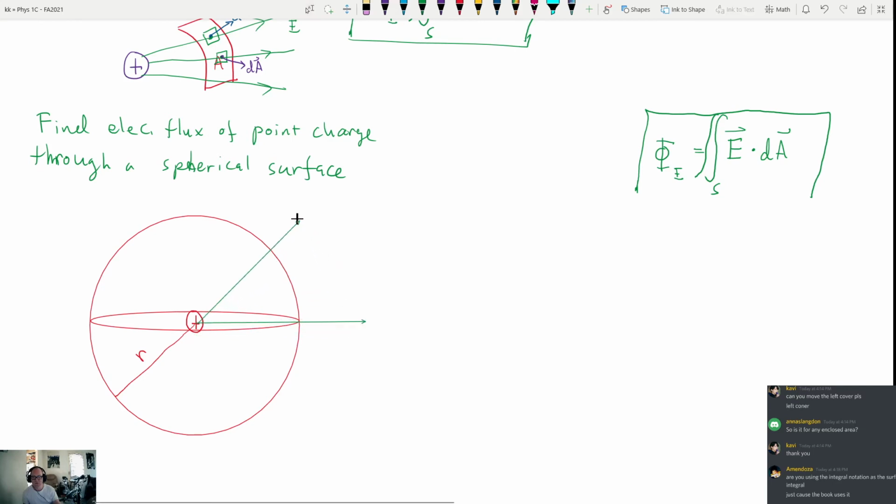You don't need to draw a bunch of them, but there are electric field lines that go all around. What I'm going to do is I'm going to come to this point on the surface right here and say, suppose that we look at the area vector at that location. So this is the electric field vector, right? What's the direction of the area vector at this location right here?